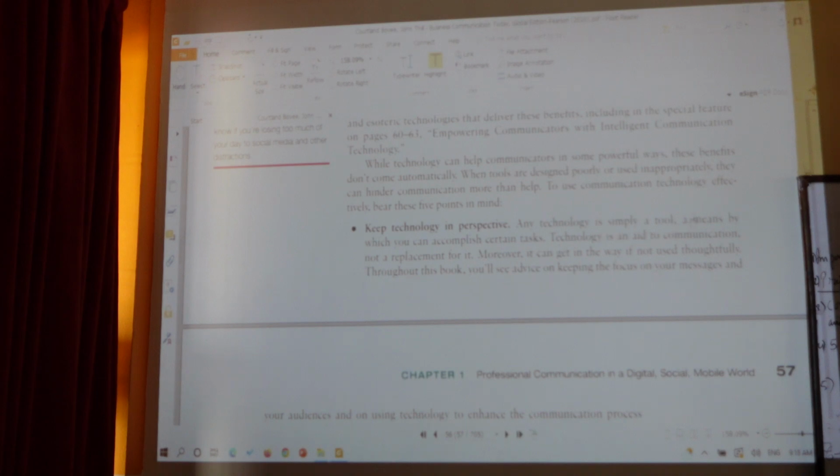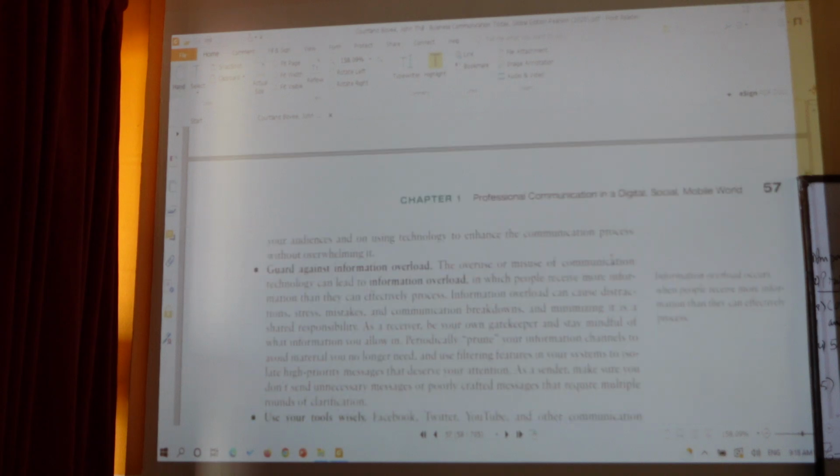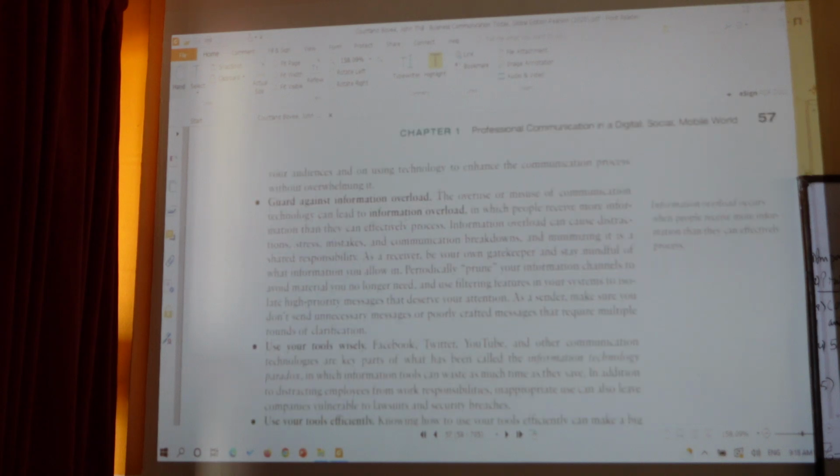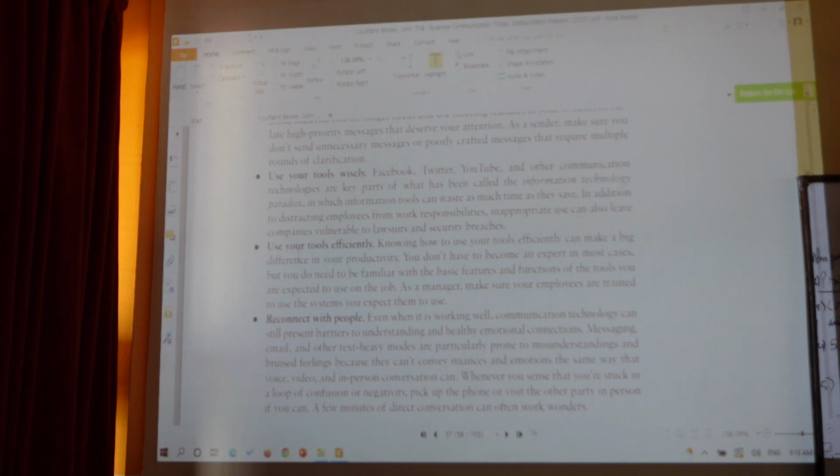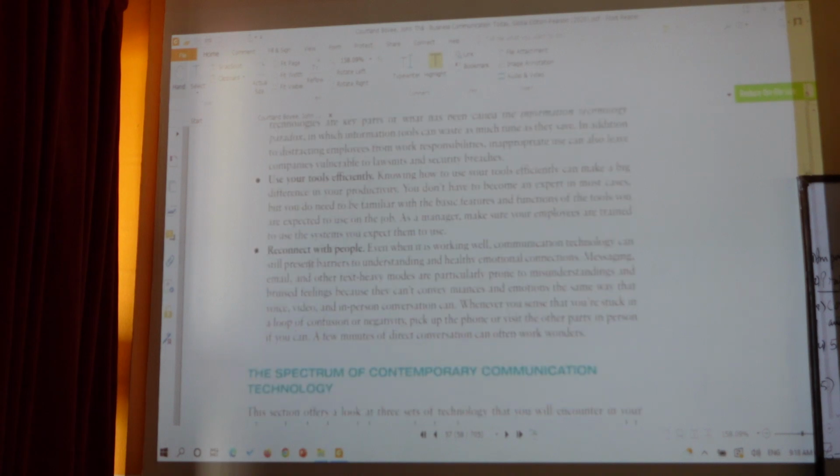Understand that technology is only a tool and you should use technology wisely, right? Then, guard against information overload. For example, in this class, I might be giving you too much information. Sometimes we teachers use PowerPoint and we tell so much you feel bored and you feel bad in class, right? Use your tools wisely, Facebook, Twitter, YouTube, because you may have some problem. You may leak information or you may have other problems, legal problems. Use tools efficiently and use technology to connect with people, right?